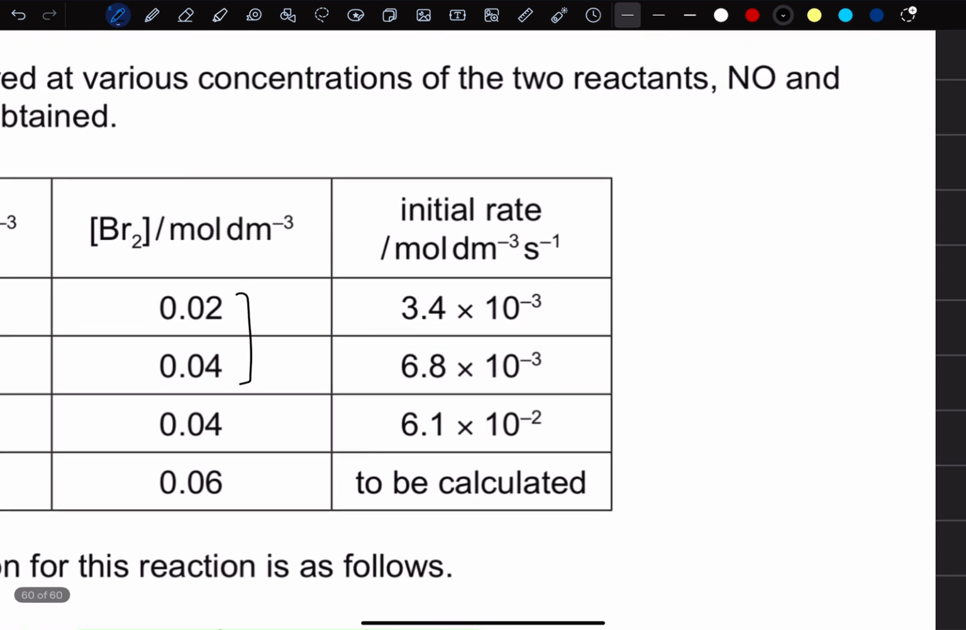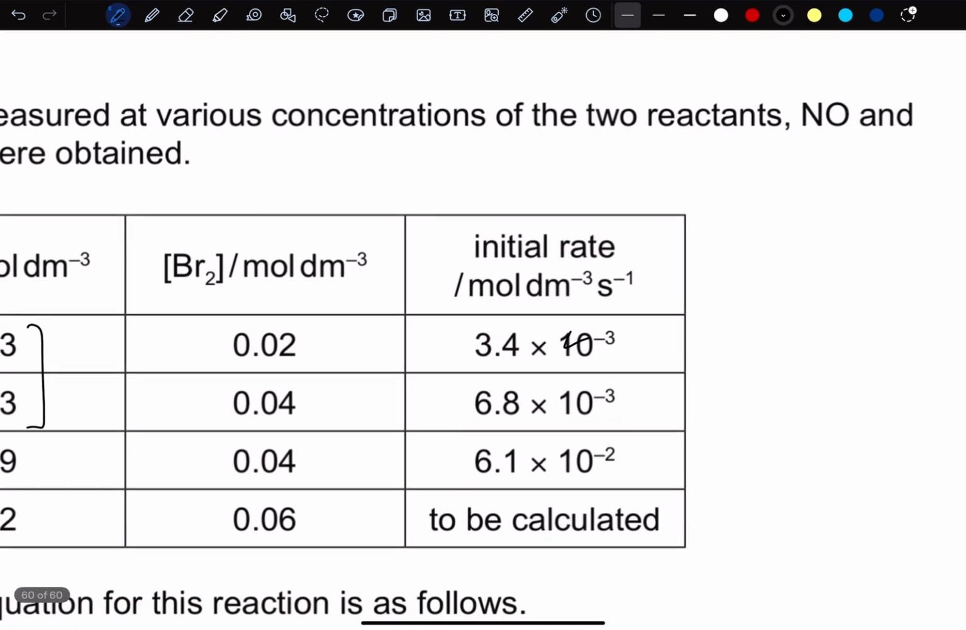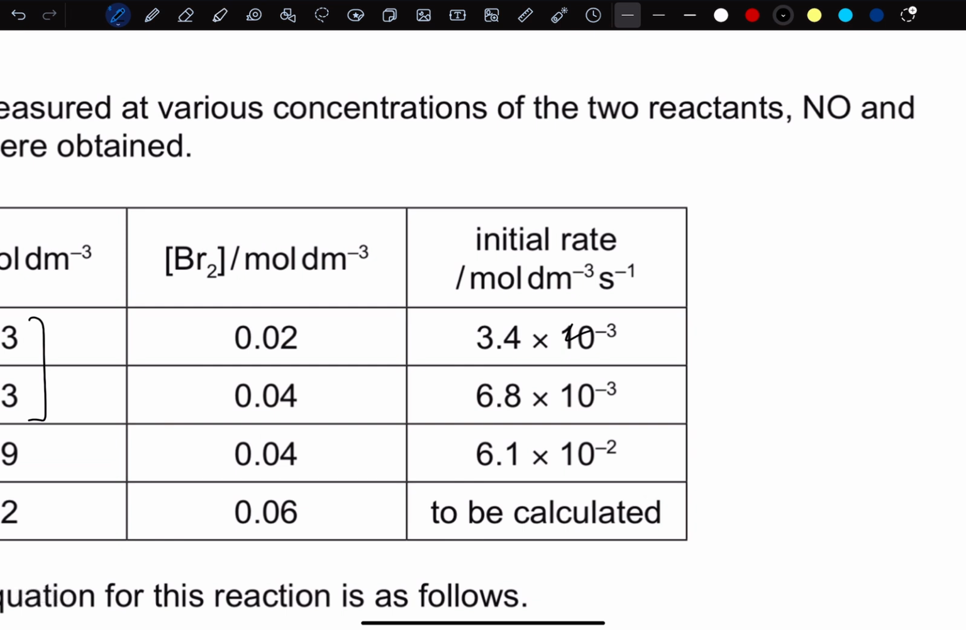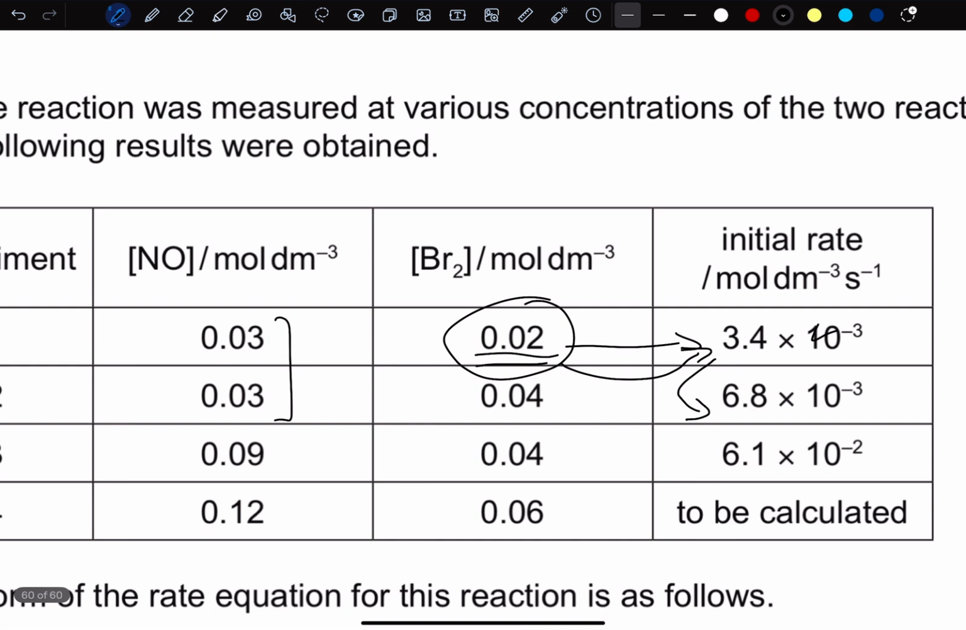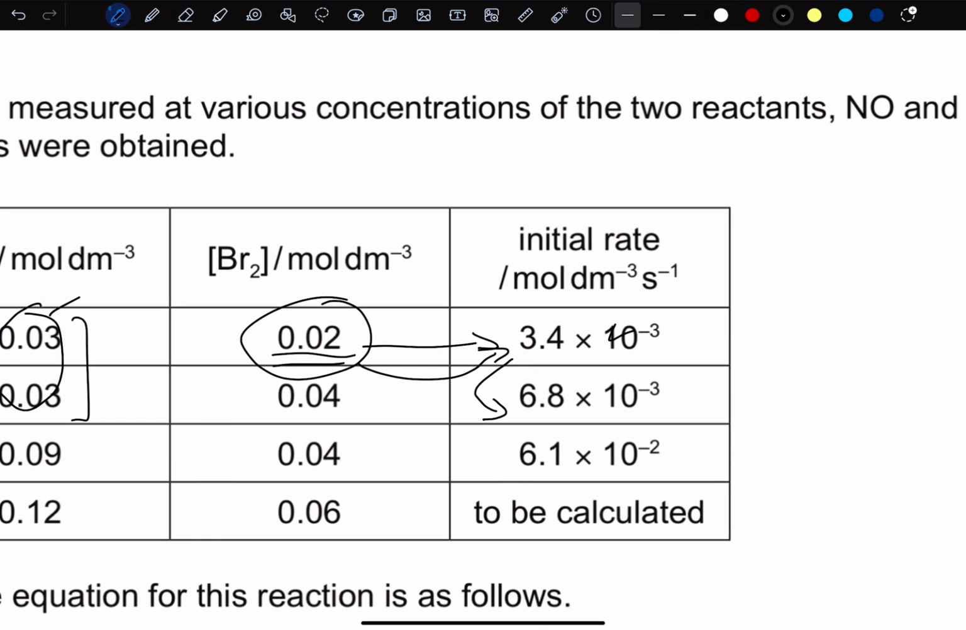Now what you want to do is compare these two numbers with these two numbers, alright? So to see the effect of Br2 on the initial rate, you want to find out the effect of this on this. And the reason we find the pair where this is constant is that when this is constant, it has no effect on the initial rate. So you're only finding out the effect of Br2 on the initial rate, okay?